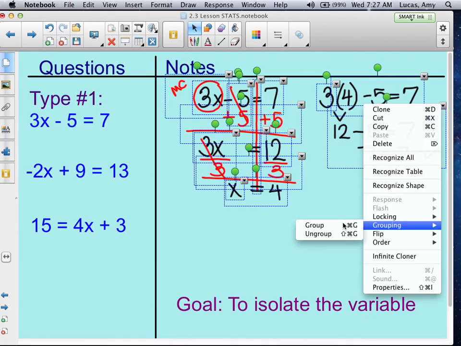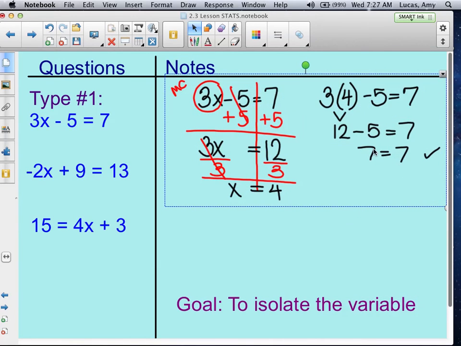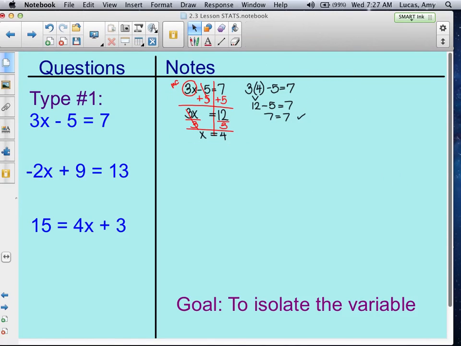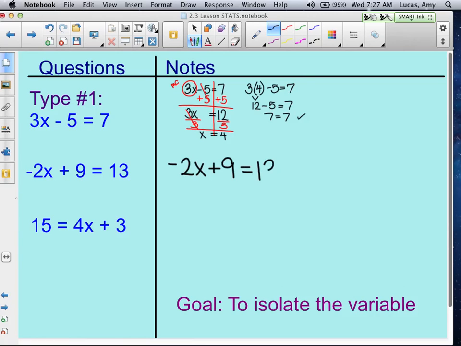Now I'm just going to group this and shrink it so that I can do the second example. The second example, very similar to the first. I'm going to show you, though, a different way that you could show your work, because some of you do not like showing it up and down with train tracks.